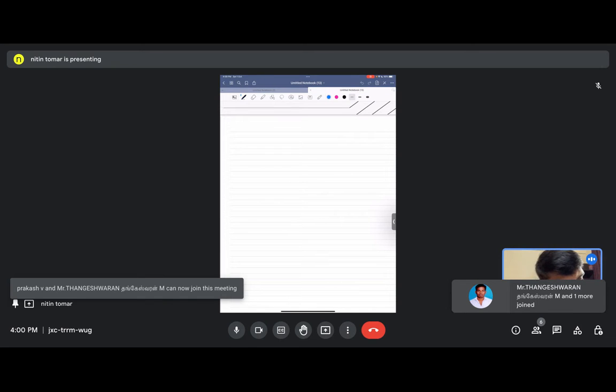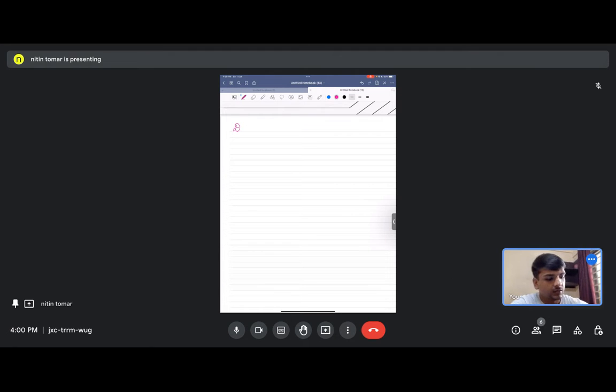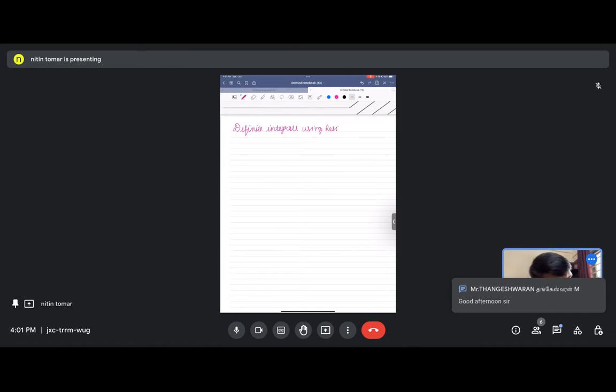So today we'll mostly be covering definite integrals using the residue theorem. All of you must have studied the residue theorem by now. We'll see one application of it.